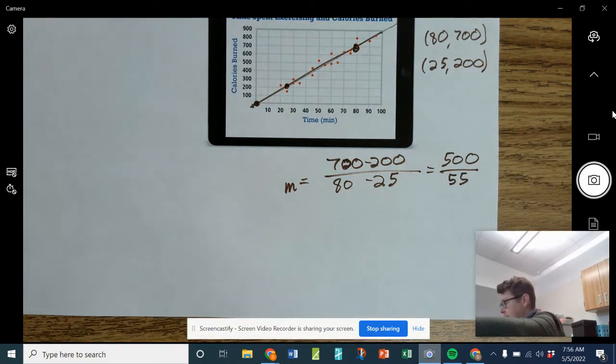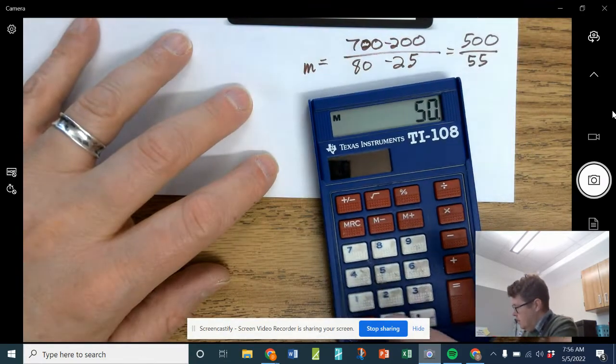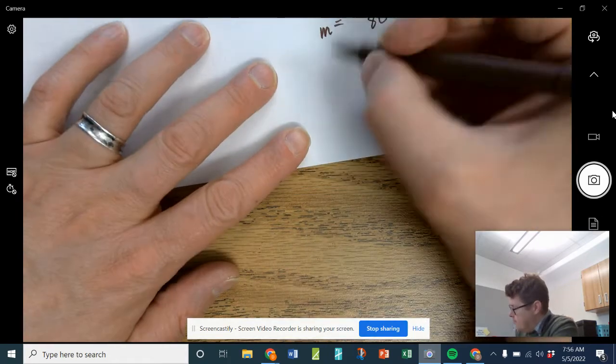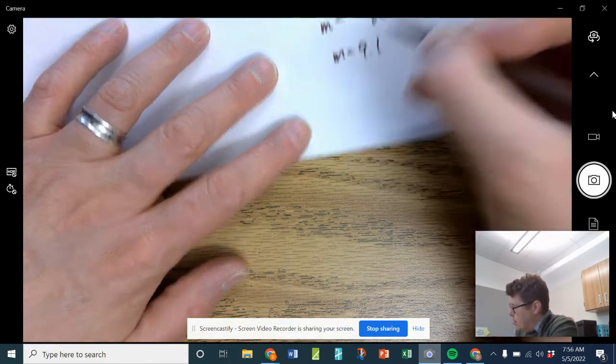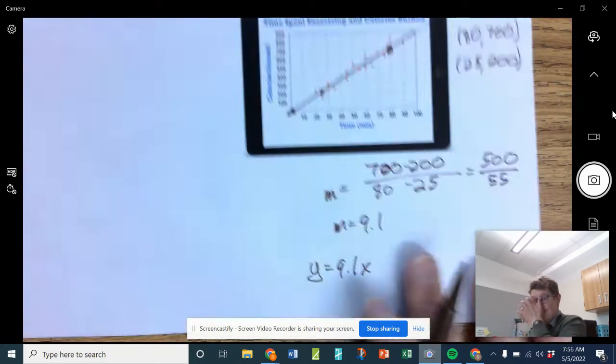And then we will simplify that. I'm just going to use a calculator to get a decimal on this. So 500 divided by 55 gets us 9.1. So we have a slope of 9.1. So our equation is y equals 9.1x. Oops, sorry, I'm off the grid there.